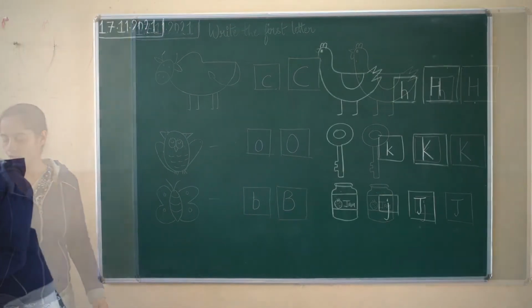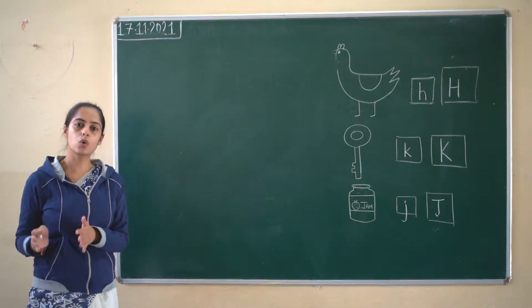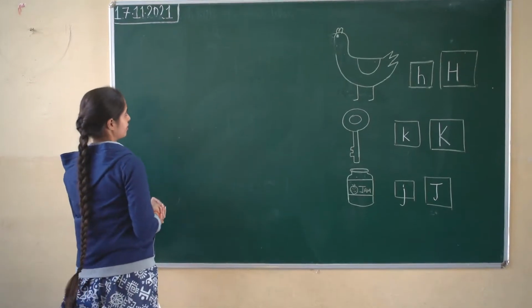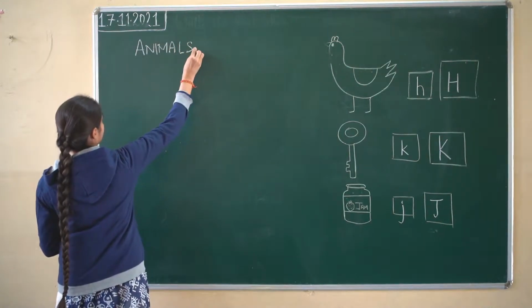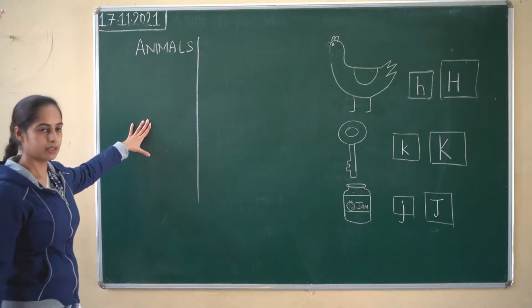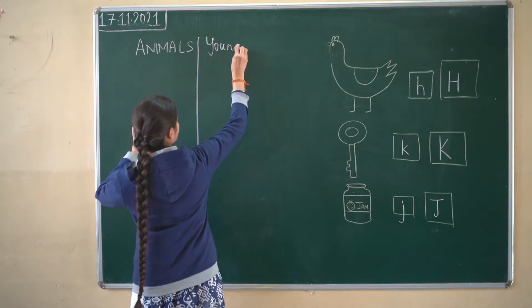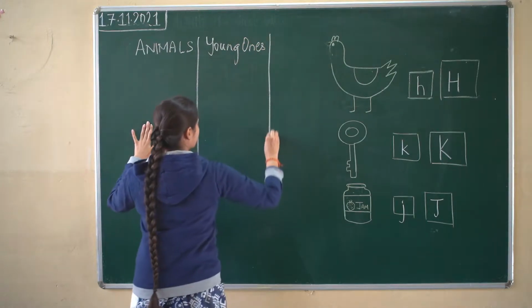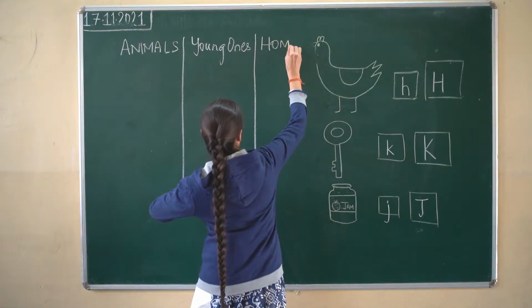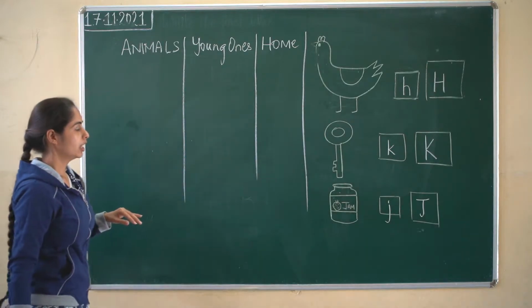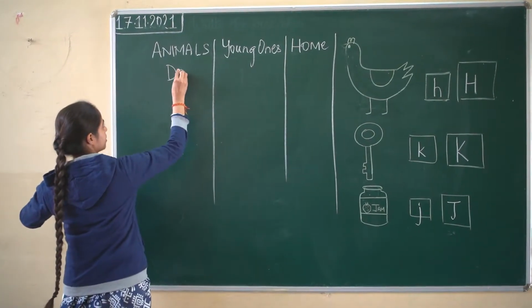Now we will be studying today the animals, the young ones and the home in which they live. So the first animal. Here we will write the name of the animals, then here the young ones, and here we are going to write the name of the home in which they live. Now, the first animal is dog.